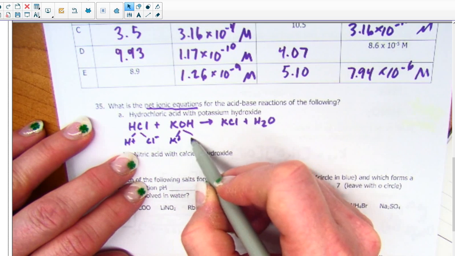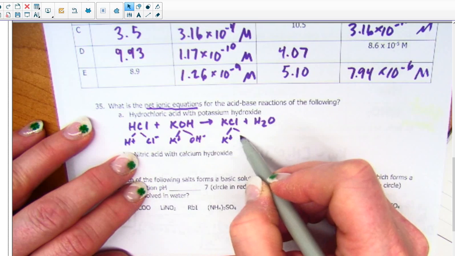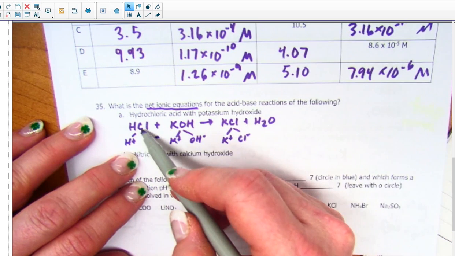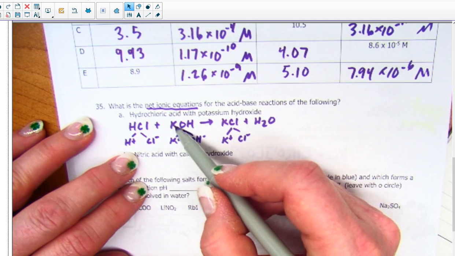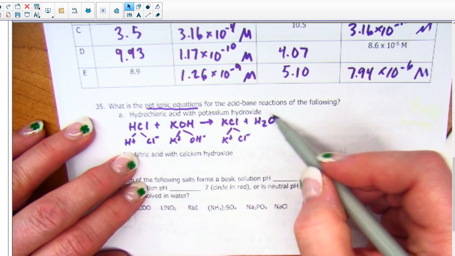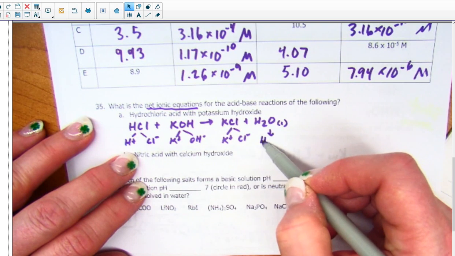K plus and OH minus, and this splits into K plus and Cl minus, and this is all of our solubility rules. So this is chlorine, group 17, this is potassium, group 1, so group 1 and group 17, they're soluble. This water is a liquid. It doesn't split. It comes straight down as H2O.